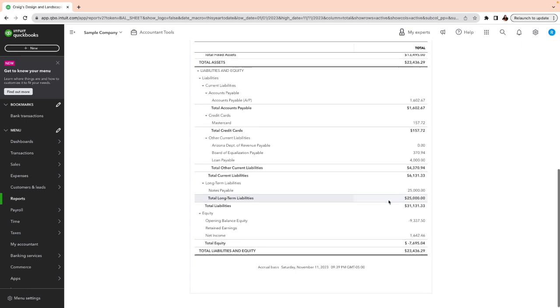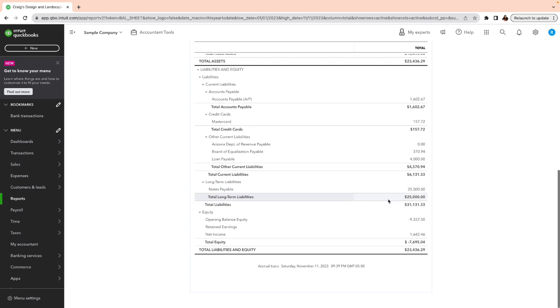Okay, we have the rest of your liability accounts, maybe notes payable or your bank loans or your mortgage and so on and so forth. All right, so the final accounts are your equity accounts.